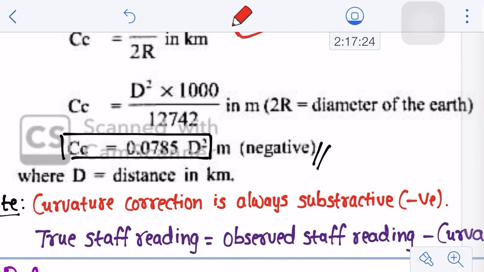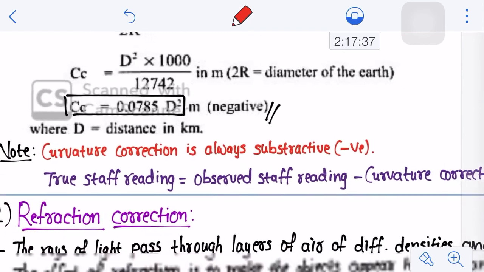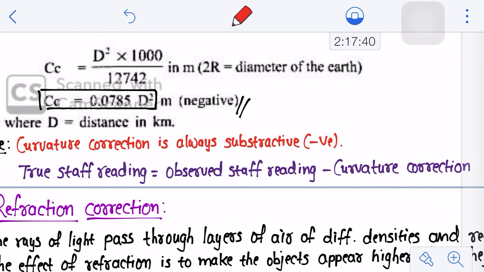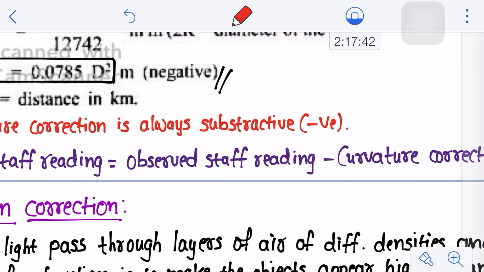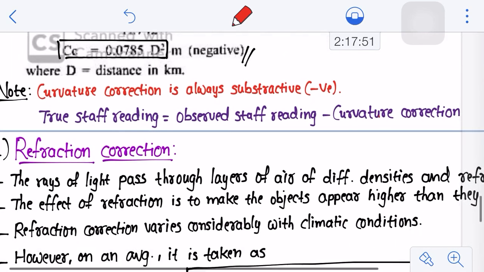So now, to apply the curvature correction, you should measure the distance from your instrument to your station, which is now at a far distance, right? That's how the curvature correction is to be calculated. It is always subtracted. So true staff reading equals observed staff reading minus the curvature correction, as you can see here. So that's how this curvature correction comes into the picture.